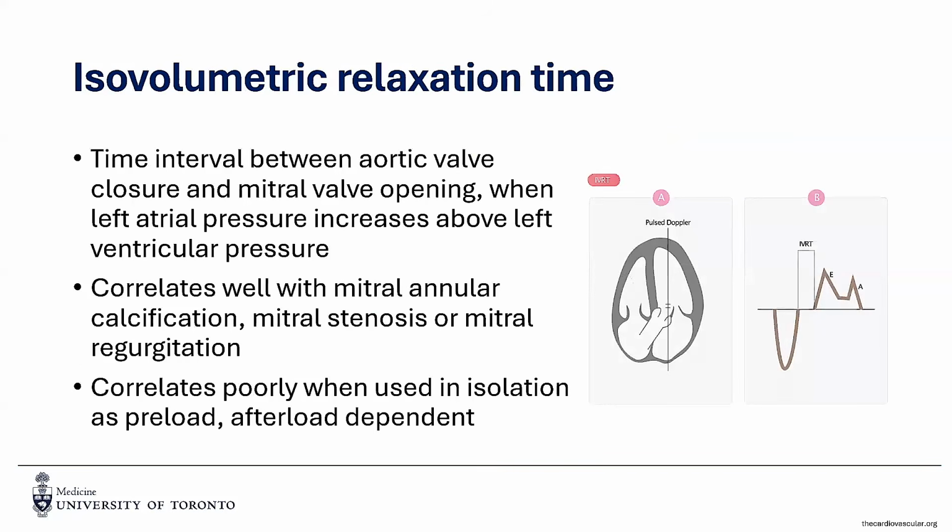Finally, we'll talk a little bit about your isovolumetric relaxation time, which is the time interval between the aortic valve closure and the mitral valve opening, when the left atrial pressure increases above the left ventricle pressure. The faster the left ventricle relaxes, or the higher the left atrial pressure, the sooner that crossover happens and the shorter the IVRT. In contrast, if we have relaxation that occurs slowly, or if the left atrial pressure is low, it takes longer for that crossover to happen, and so IVRT is more prolonged.